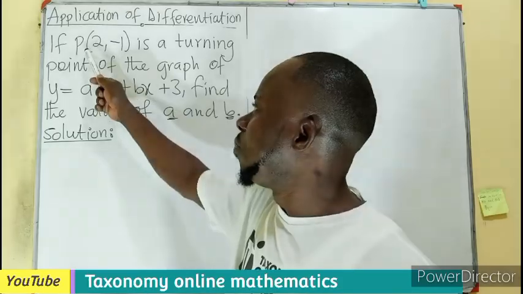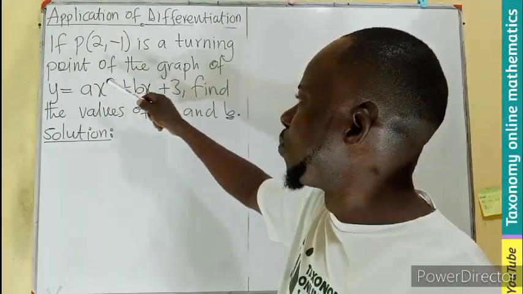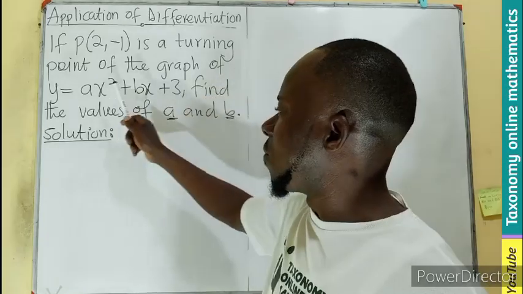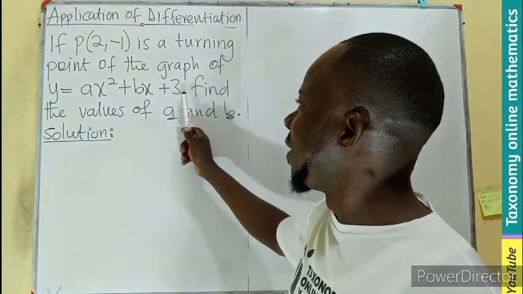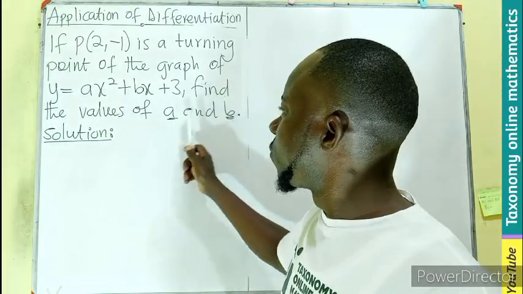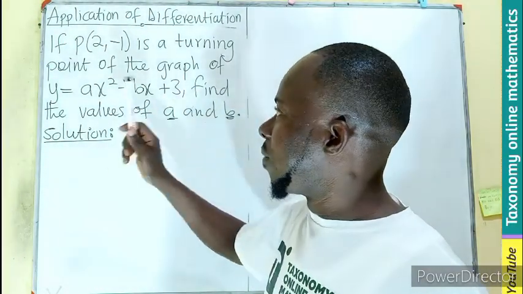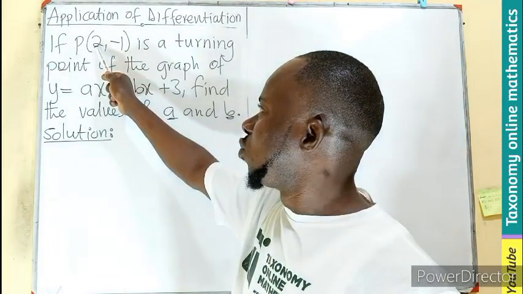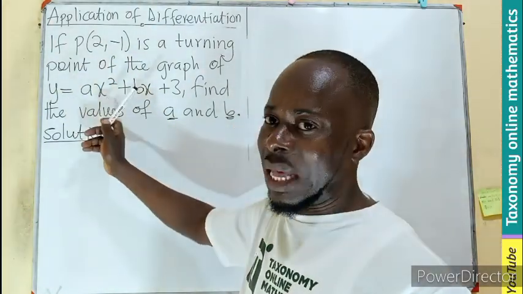So if the point P, which has the coordinate (2, -1), is a turning point of the graph of y equals ax squared plus bx plus c plus 3, find the values of a and b. So obviously, the 2 and the -1 are the x and the y that we have.